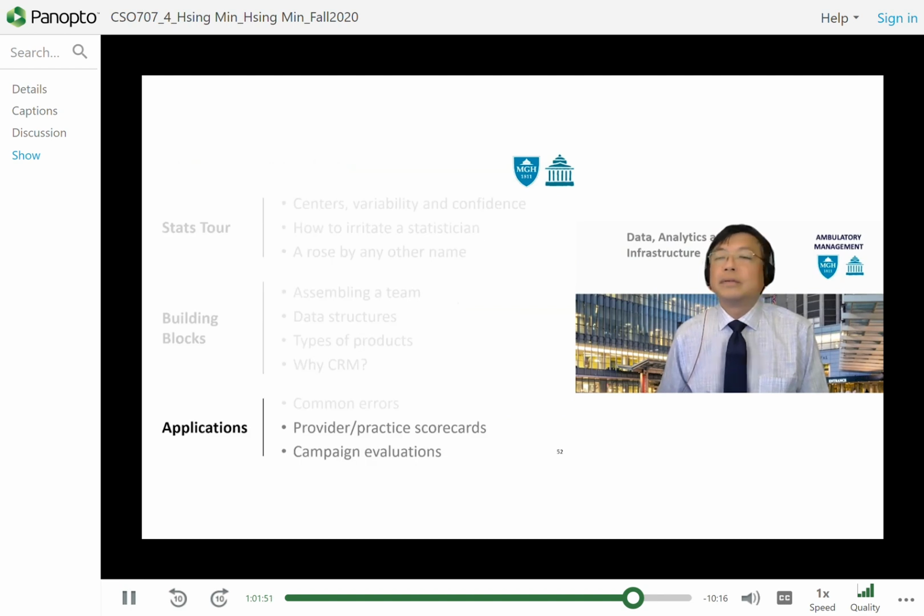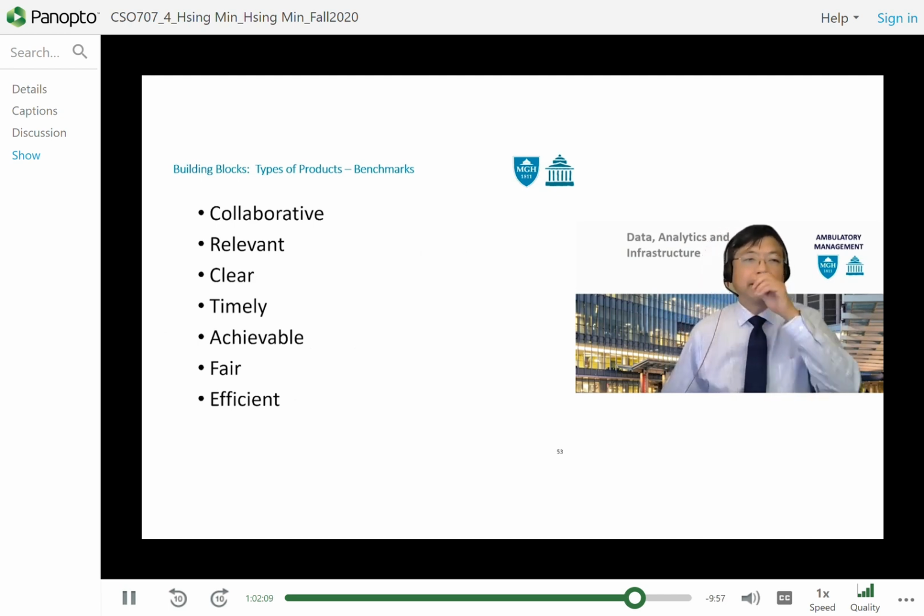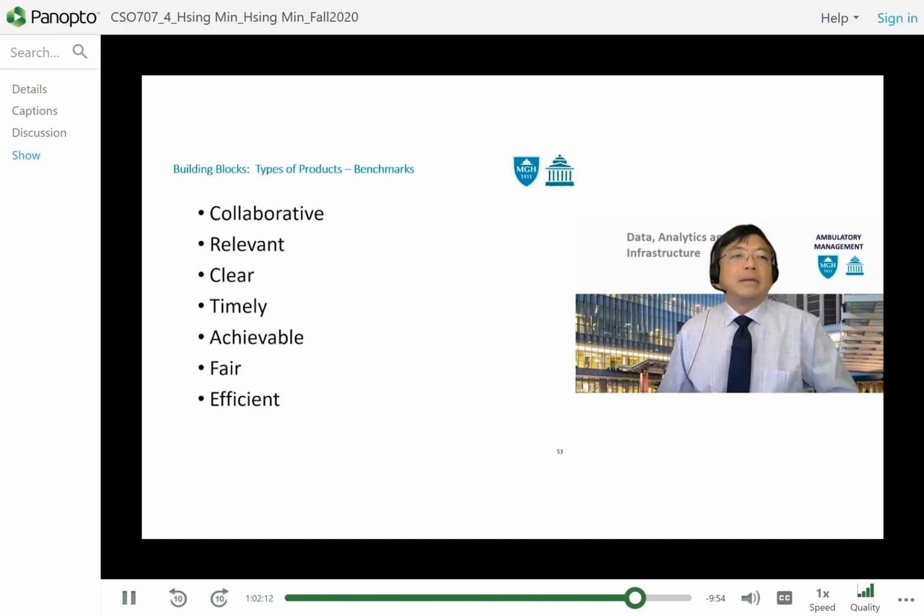Because what I want to get to is follow up on what I said I would say a little bit more about, which is going back to two of the products, scorecards and campaign evaluations, and just share a few tips, my personal ideas of what makes them effective. In terms of benchmarks, whether you're using them in an evaluation tracking report or a dashboard, they need to involve providers from the start. And that's what I mean by collaborative.